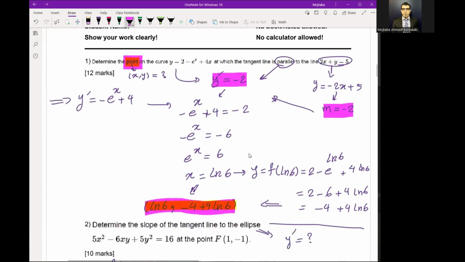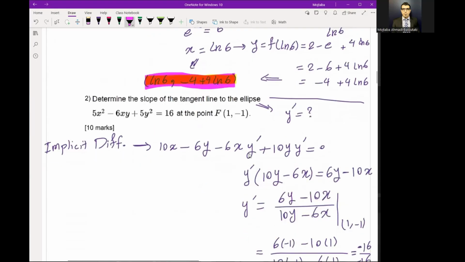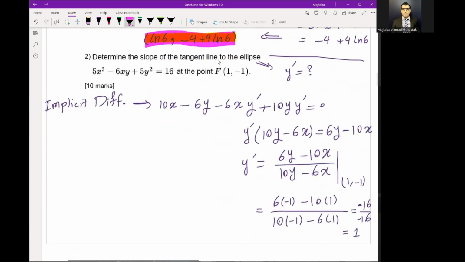Let's go to question two. Determine the slope of the tangent line to this ellipse. We have this equation, we have x and y. It's a good idea to use implicit differentiation, right? The derivative of 5x squared would be 10x. Then we have this xy, so we're going to use the product rule, right? Derivative of x would be 6y, and then derivative of y would be -6x, but y prime, right?